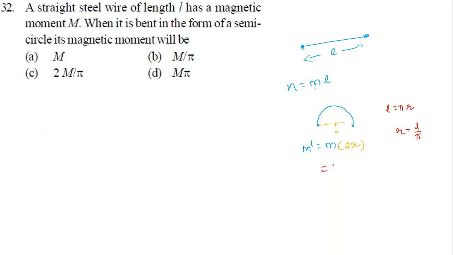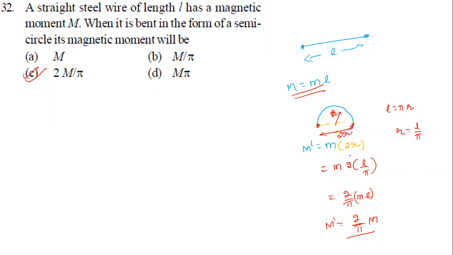If I insert that, the new moment becomes m times 2R, which is 2 by pi times m into L. M into L we already know is the capital M, so it becomes 2 by pi times M. That is the new magnetic moment, and this is the right answer. We need to take the distance from end to end. The radius is R, so the distance between these two ends becomes 2R. That is the reason I take pole strength multiplied by distance.